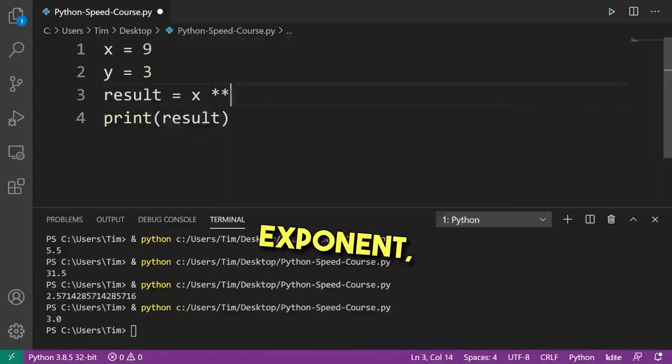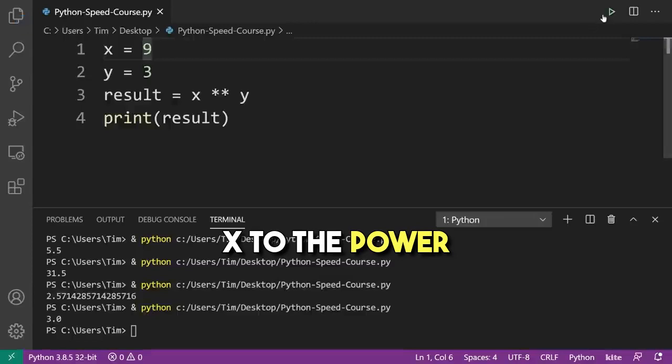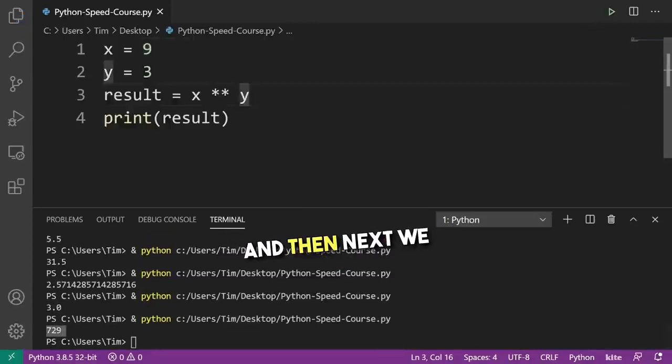Next, we have exponent, so that's 2 asterisks like that. This will raise x to the power y. So we can see what that gives us, and 2 to the 9.